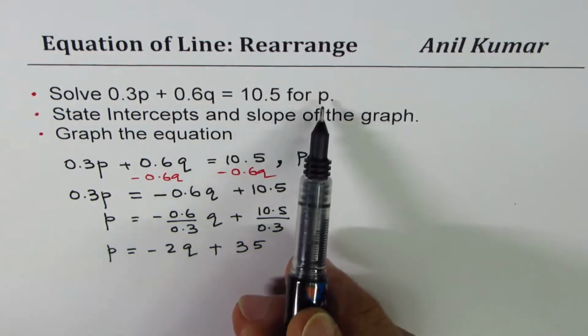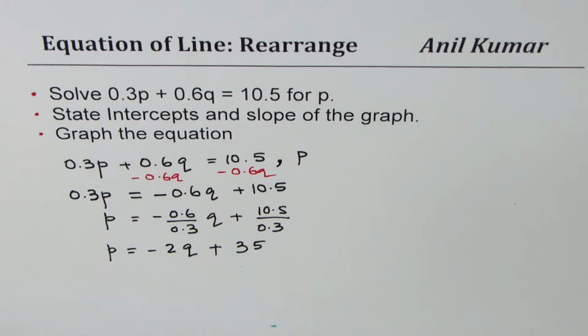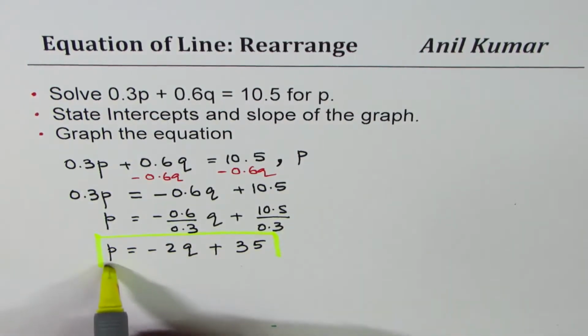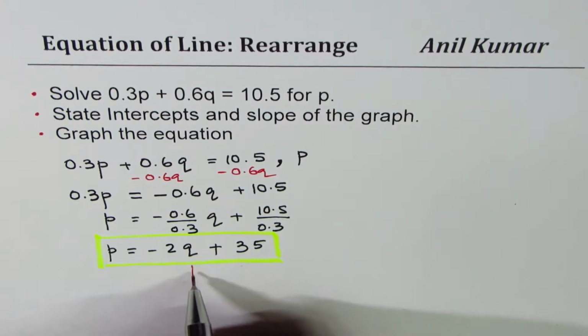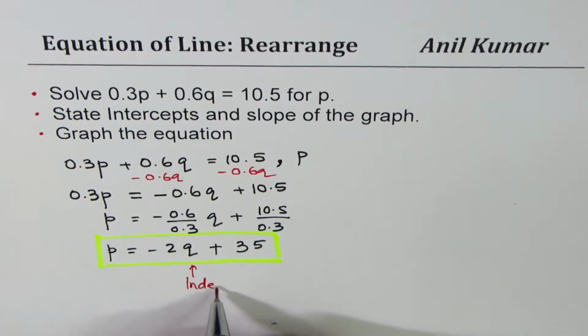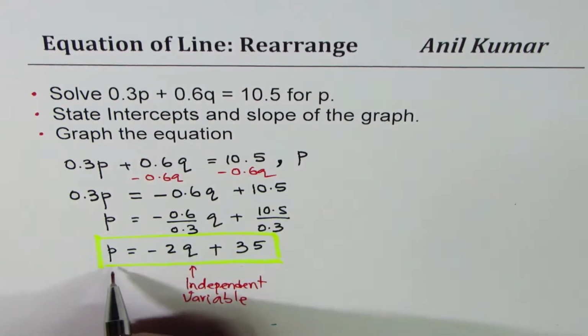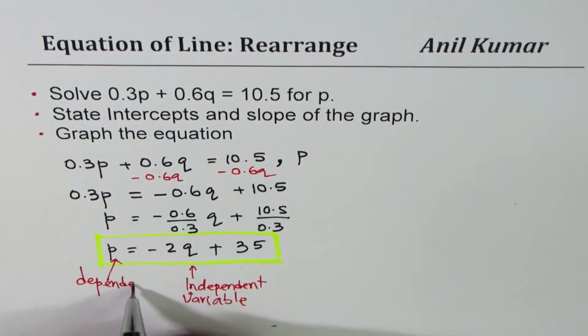So we have isolated p. Solve for p means isolate p. That's the meaning. So that's the equation where p is related with q. Now here we'll treat q as the independent variable, and since p equals q times something plus something, p is dependent on q, so that is called the dependent variable. Correct? So we have done the first part.